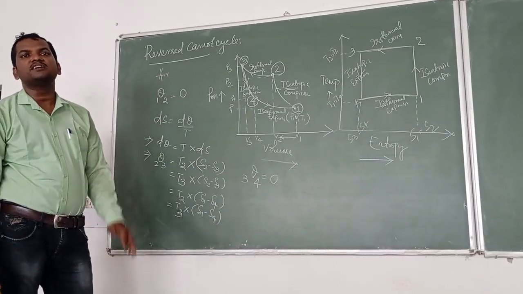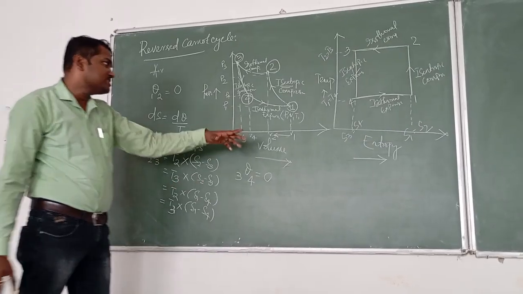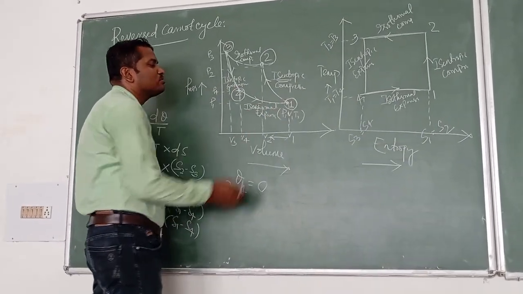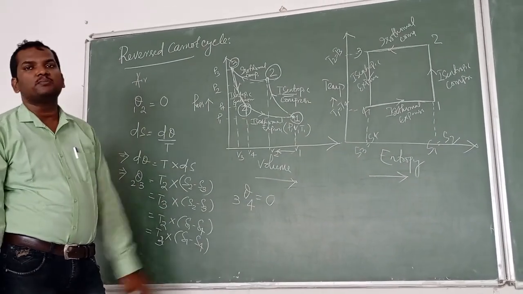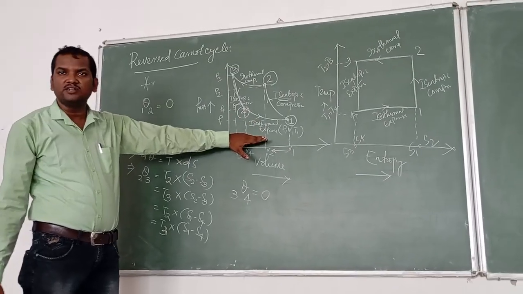Isentropic process, neither transformation of heat energy to the system or out of the system. Next process, after that the air passes to the isothermal expansion process. Expander is there, then isothermal process. Now the air passes from 4 to 1 process, expansion takes place.